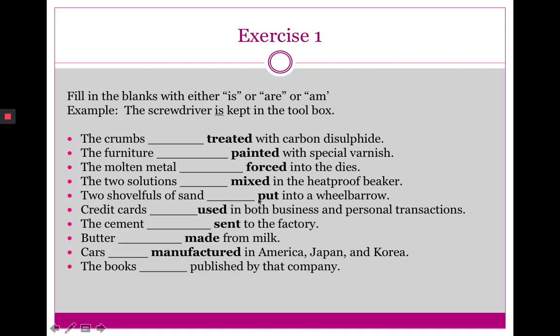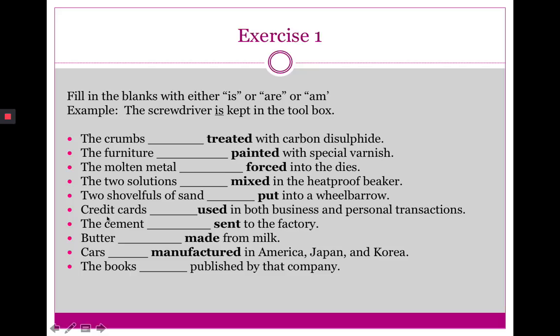Okay, look at the word put. Put is an example of an irregular verb. Present tense, it is put. Past tense, it is put. Past participle, it is also put. Okay, you cannot add ed and so on. All right.